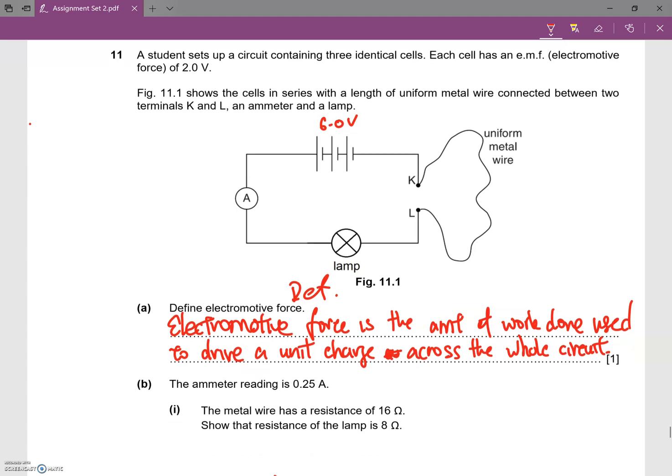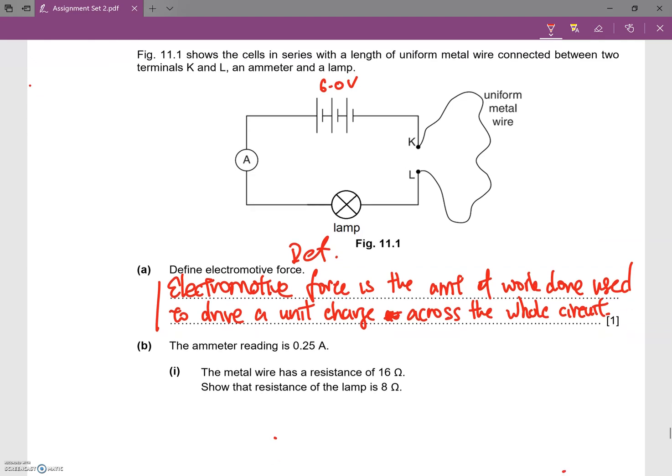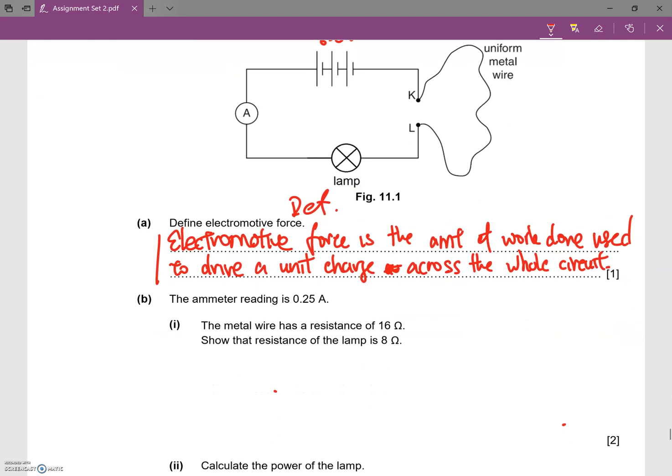Defining electromotive force, so this is just a definition. So this can be found in the textbook. It is the amount of work done used to drive a unit charge across the whole circuit. Okay, so this can be found in the textbook. I'm not going to go through too much. I want to go through a little bit more on B.